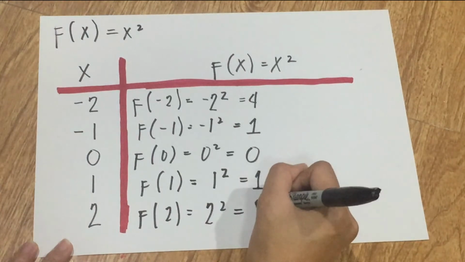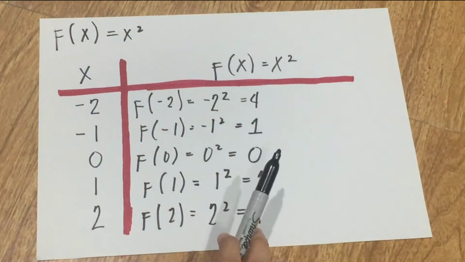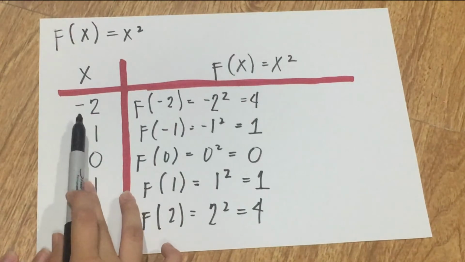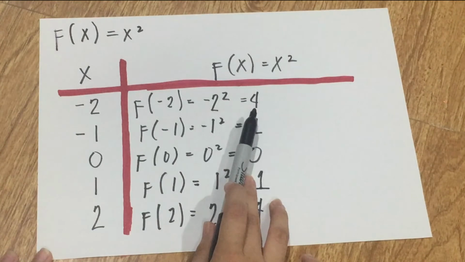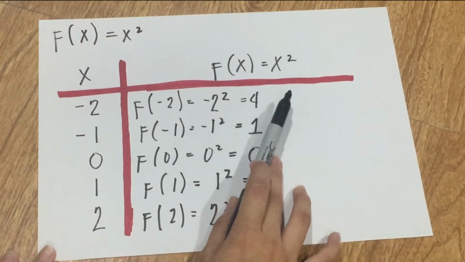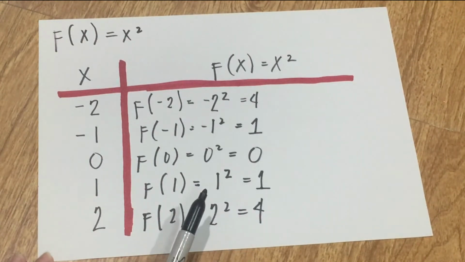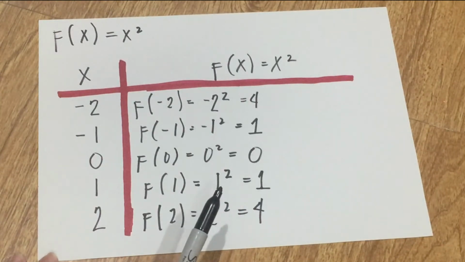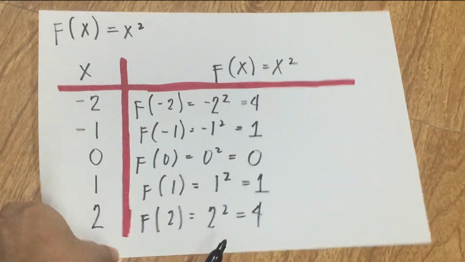Notice the interesting thing about this x squared function. Even with negative values, you will end up getting positive values on the output f of x. Because you have a function x squared, no matter what the input is, negative or positive, you're still going to get a positive answer. So let's take a look at the graph now.